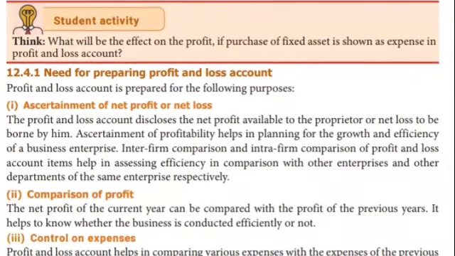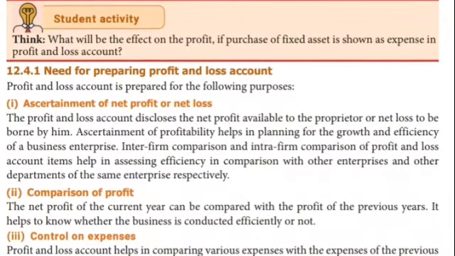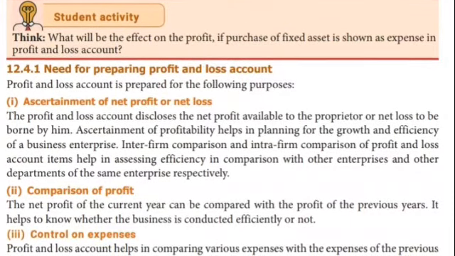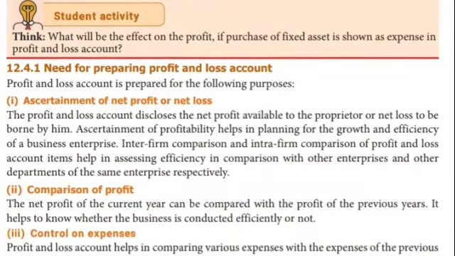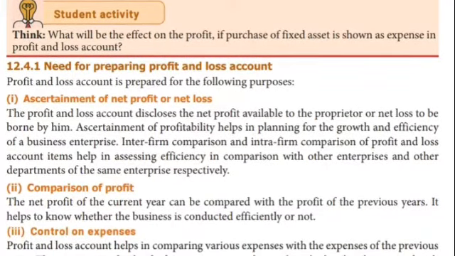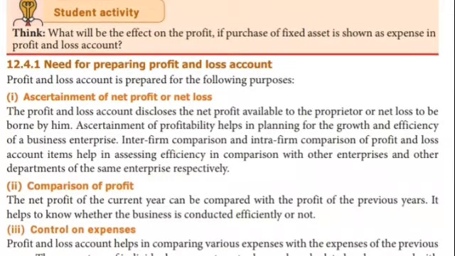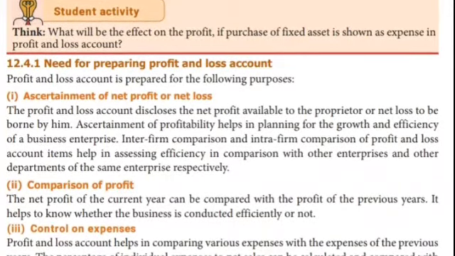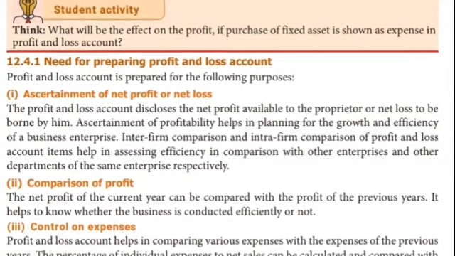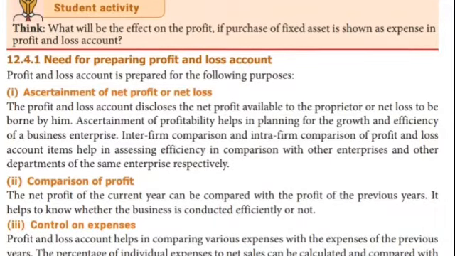Next one, control on expenses. How are we controlling them? The profit and loss account helps in comparing various expenses with the expenses of the previous year. We compare the previous accounting year's income, losses or expenses. The percentage of individual expenses to net sales can be calculated and compared with the similar ratios of the previous year. For example, 20% of sales increase in this year compared to last year.